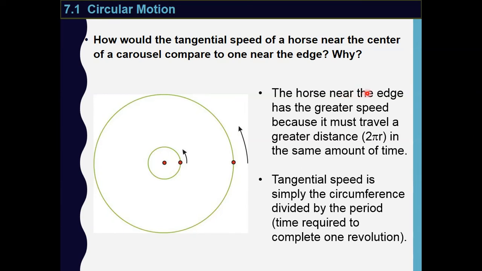So the horse near the edge has greater speed because it must travel a greater distance in the same amount of time. Tangential speed is simply, instead of saying distance over time, what is the distance? It is the circumference here, because we are talking specifically about circular motion, and all objects are going to cover circles. So tangential speed is simply the circumference divided by a period of time, the time required to complete one rotation or one revolution.